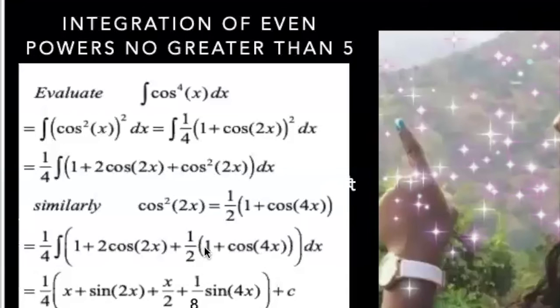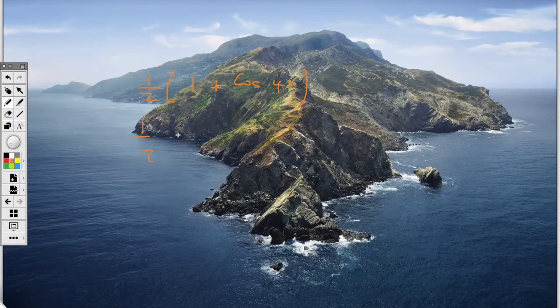Integral of a half, open bracket, 1 plus cos 4x. You integrate 1 to get x, then integrate cos 4x. You get sine 4x over 4. However, we have a half outside, so multiply the entire bracket by a half.